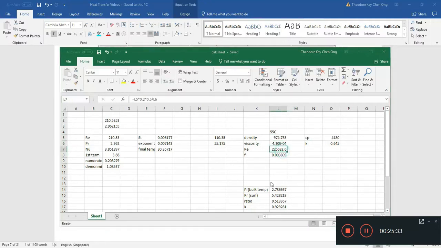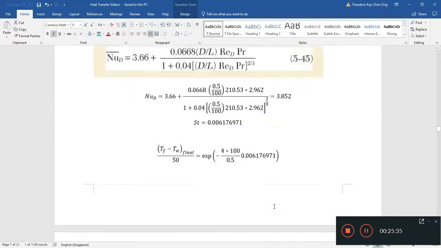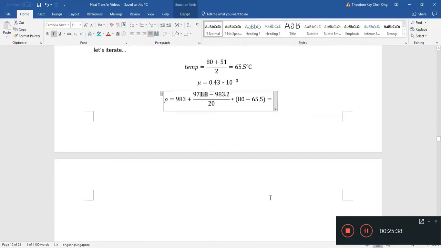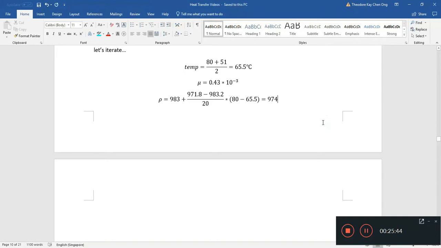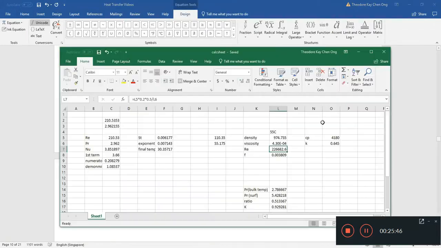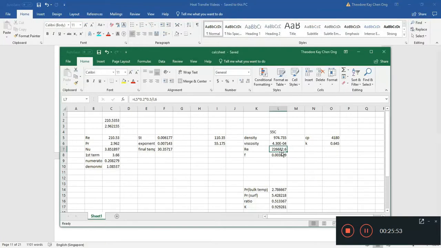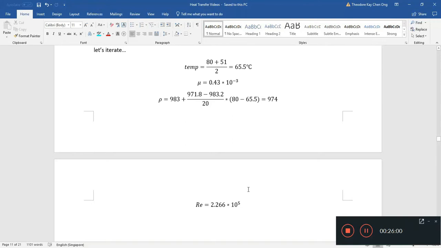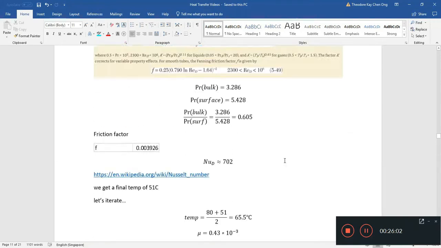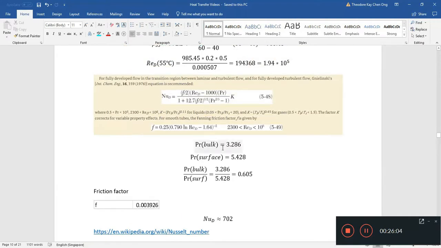So this is the new Reynolds number. 2.26 times 10 to the 5. So this is, what, 974. I'm just going to leave it there. Reynolds number 2.266 times 10 to the power of 5. Right, this is 10 to the power of 5. Let's put it in scientific. There you go. 2.27, 10 to the 5. Good enough. Alright, we have our Reynolds number and then now Prandtl number.